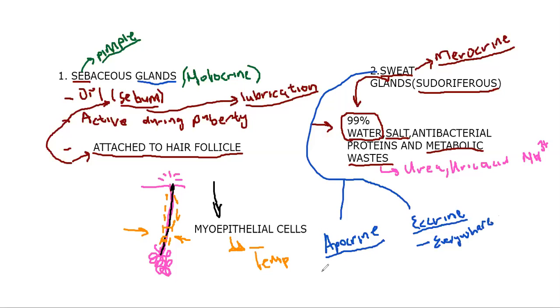These ones are only found in certain places, right? Your apocrine glands are only found in your armpits, and they are found in your genital areas.